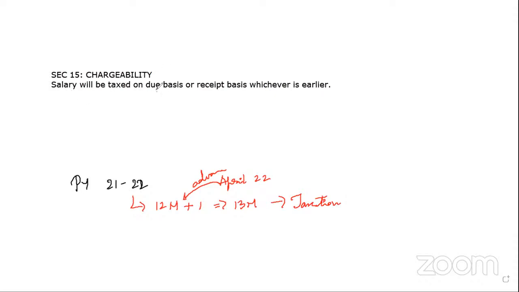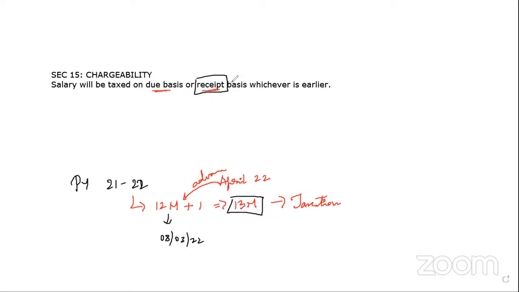Salary will be taxed on due or receipt basis, whichever is earlier. I'm receiving the April month salary on the 8th of March itself, that is 8th of March 2022. Salary is not due at that time. Yes or no? When the salary is not due, what is it? It is in receipt. So salary is received in advance. So sorry, for PY 21-22, you're going to include April 2022 also. So you'll be having 13 months.